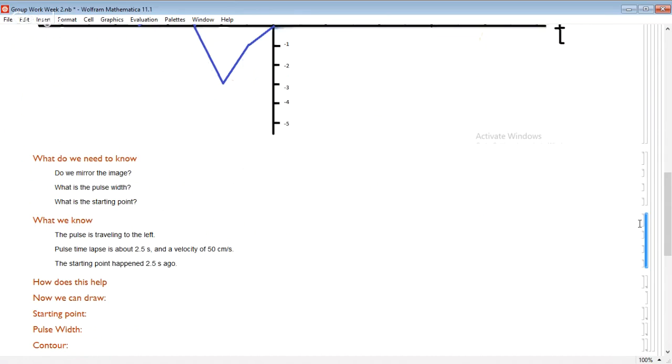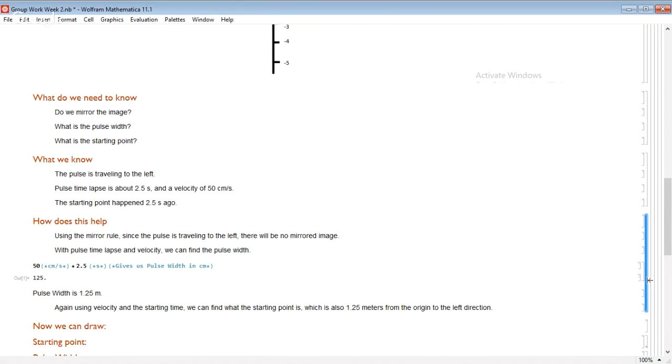Now, what do we know to help us solve for these three things? The pulse is traveling to the left. The pulse time lapse is about 2.5 seconds, and the velocity is about 50 centimeters per second. The starting point also happened 2.5 seconds ago, so that happened in the past. With the pulse traveling direction, the mirror rule will not apply since it will be traveling in the left direction, so no mirrored image.